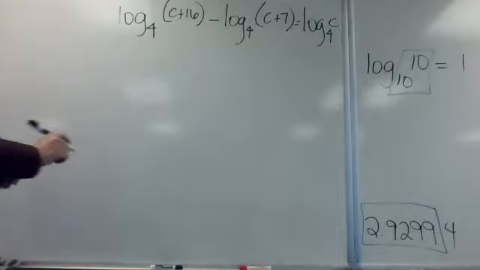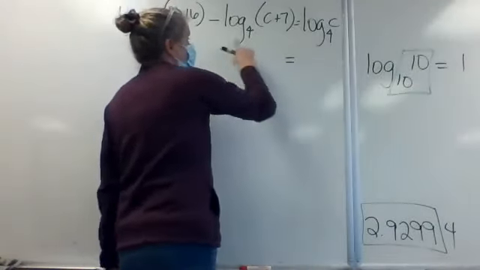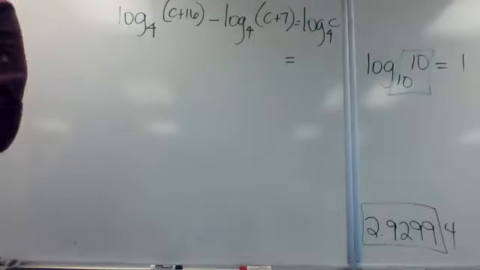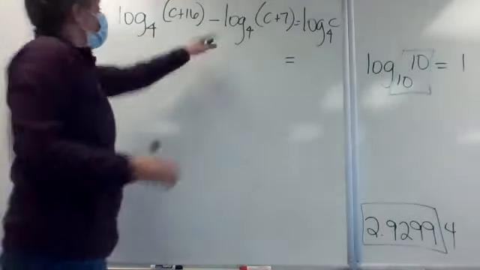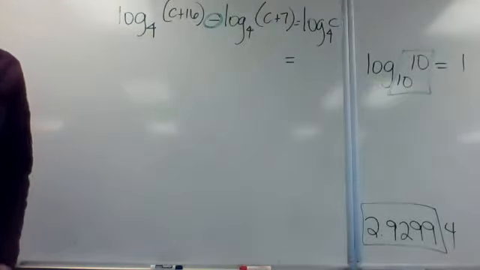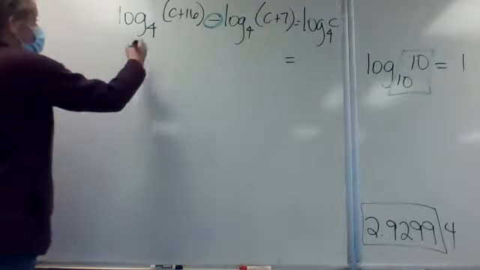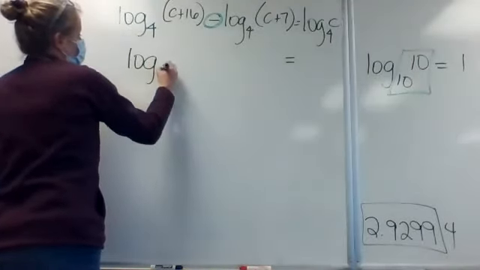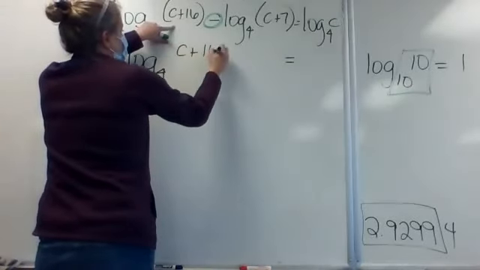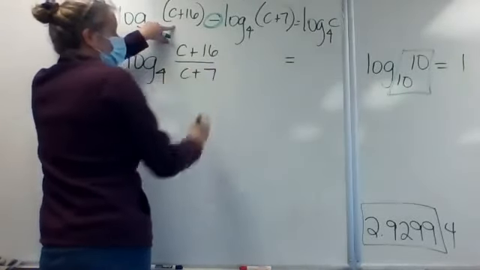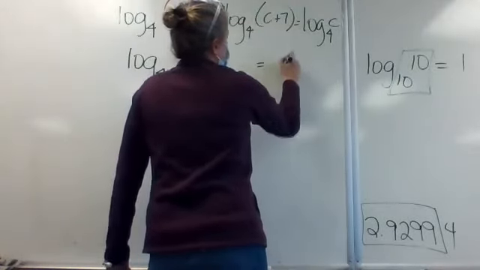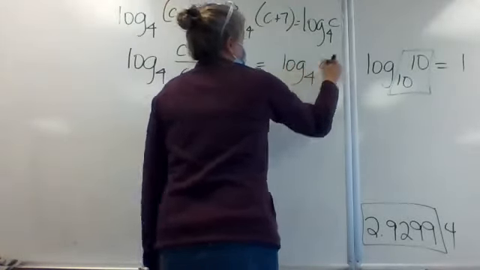Okay? If I have multiple logs on the same side, if I can simplify that in any way to turn it into just one logarithm, I want to do that first. What is this one going to turn into? Since it's subtraction, the division one. So I'm going to have log base 4 of c plus 16 over c plus 7, right? I just turned it into the quotient, equals log base 4 of c.